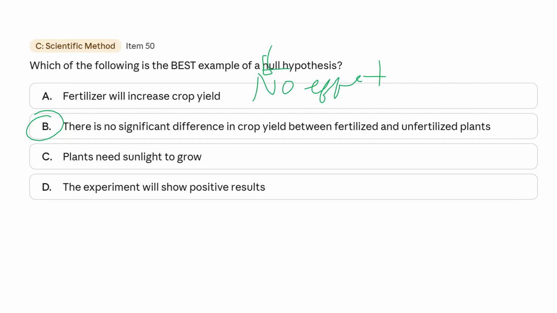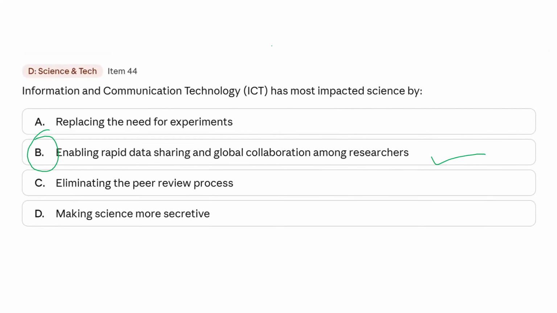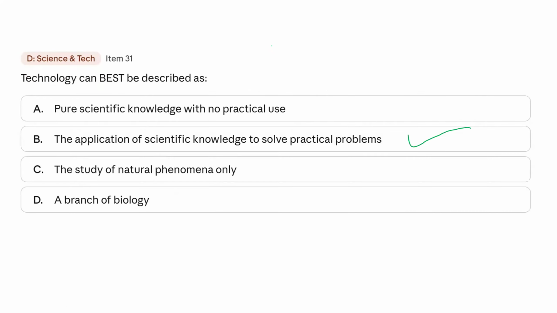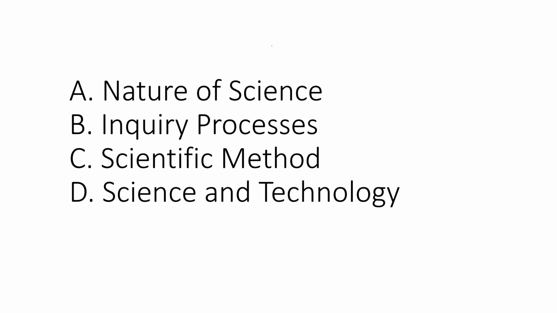That's it for the introductory part. So this is the introductory part for general science, which covers the following: nature of science, inquiry process, scientific method, science, and technology. Thank you.